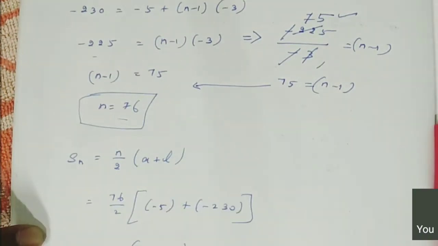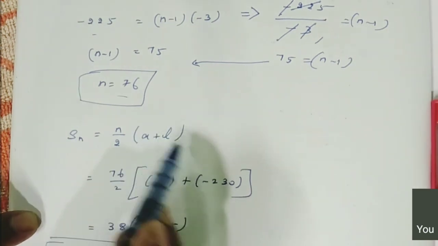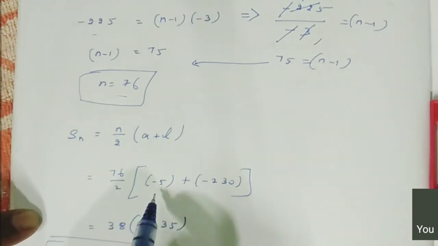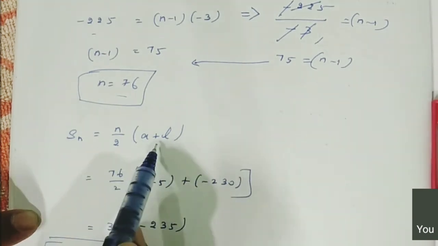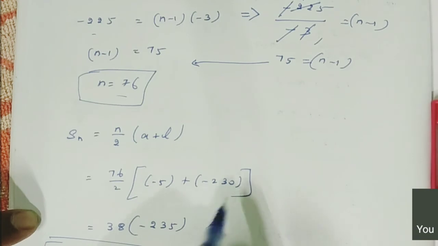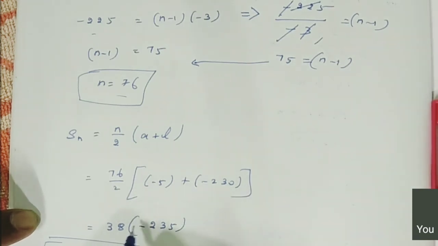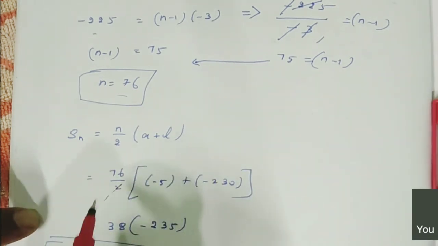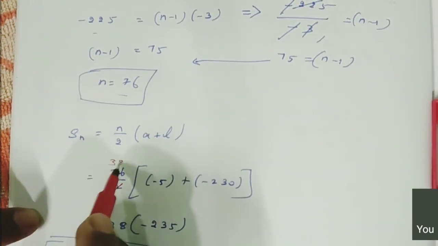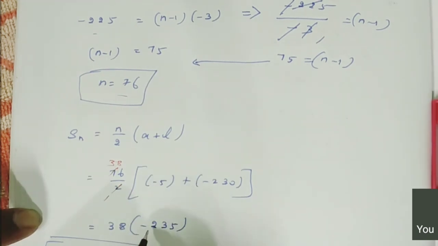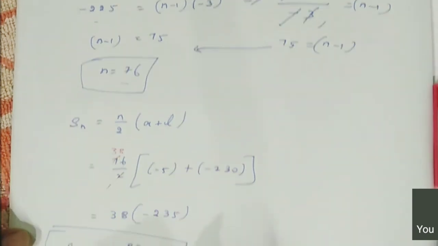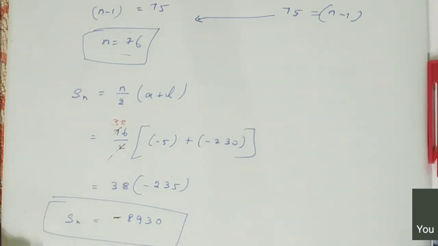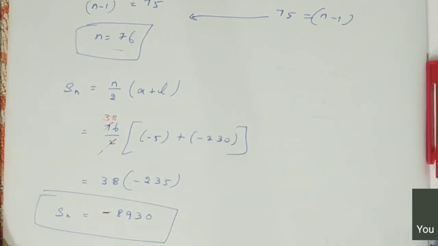Now we can use the Sn. Sn is equal to n by 2 into (a plus L). So n value 76 by 2, a value minus 5 plus L value minus 230. So minus minus same sign, you can add it. Minus 235. Here you can cancel it. 2 2s are 4, 38. So 38 into minus 235. When you are multiplying these two, you will get minus 8,930. Are you clear?